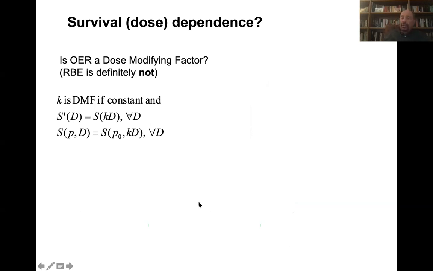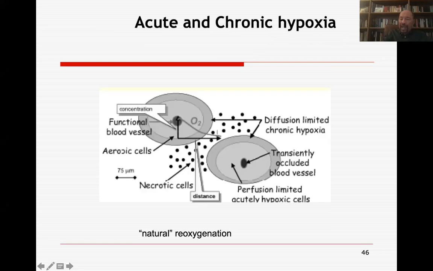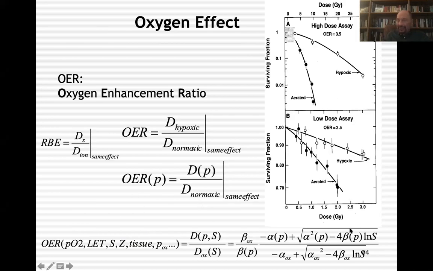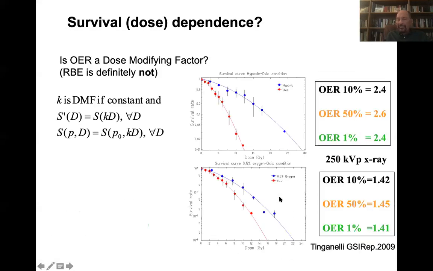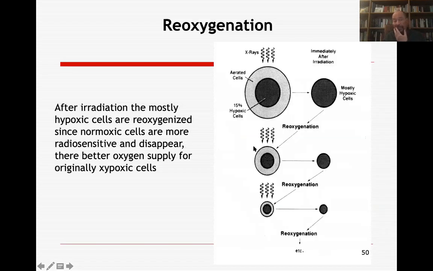There is some discussion on whether this OER, as you see here, is survival dependent or not, if you take the linear quadratic model. But in reality, most of the data seems to show that if you measure it at 10%, 50%, 1%, it is almost the same. So it is more like a dose modifying factor than an RBE. RBE is dose dependent. OER does not really change the shape of the curve. So this means that it's almost the same at different survival level or at a different dose.